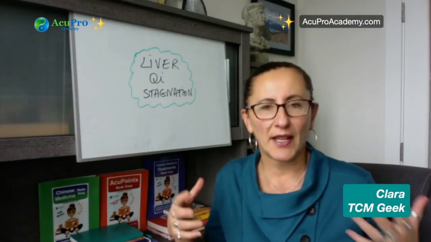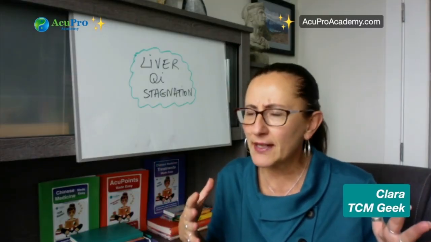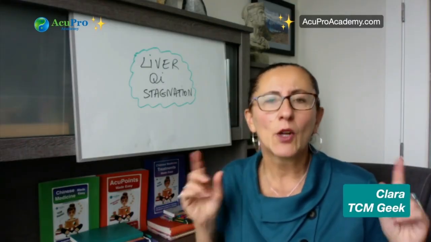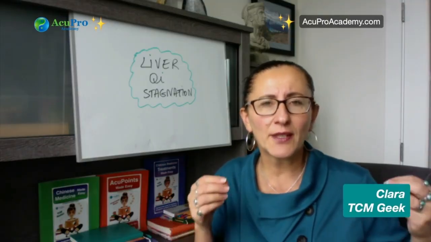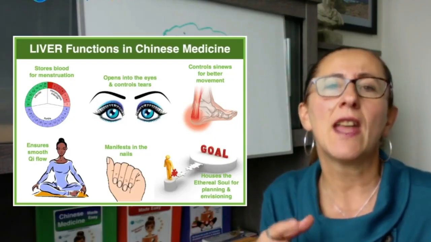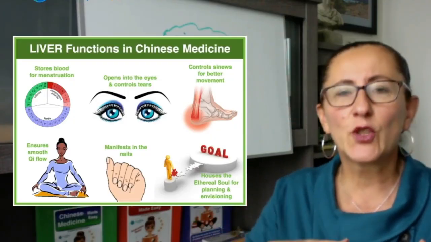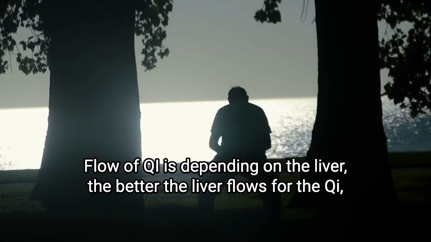Let's do this. So let's start with going back to foundation. My teacher back in school used to say to me, if you don't understand something or you can't grasp why, go back to foundation. So let's look at the function of the TCM liver system as a whole. Its function, first and foremost, is to allow better flow of qi. Flow of qi depends on the liver.